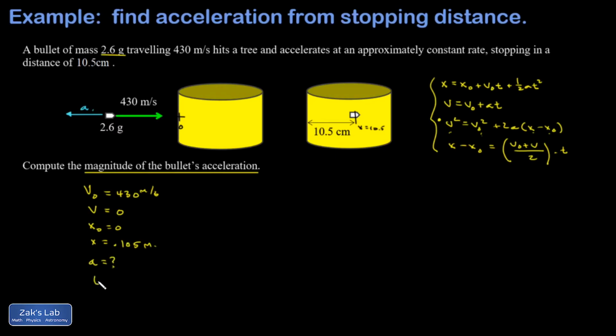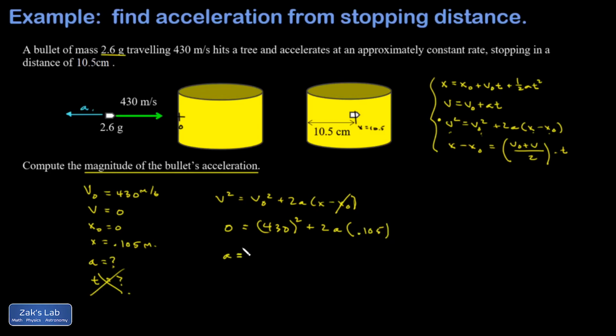And the two things we don't know are the acceleration and the time for the process. And in this question, we're not interested in the time. So again, I'm trying to pick the equation that has the known quantities that I possess, and then the only unknown is the thing I'm looking for. So v squared equals v naught squared plus 2a times (x minus x naught). And my final velocity is 0. My initial velocity was 430 meters per second. I've got to square that. a again is our unknown. And then x minus x naught, the initial position was taken as 0, and the final was 0.105 meters.